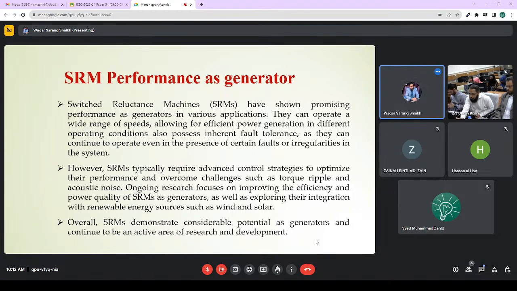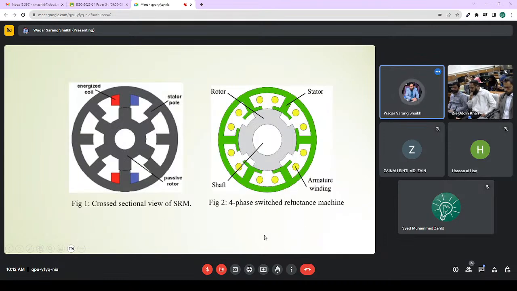Switch reluctance machines typically require advanced control strategies to optimize their performance and overcome challenges such as torque ripple and acoustic noise. Ongoing research focuses on improving the efficiency and power quality of such reluctance machines as generators, as well as exploring their integration with renewable energy sources such as wind and solar. Overall, such reluctance machines demonstrate considerable potential as generators and continue to contribute to economic and social development.